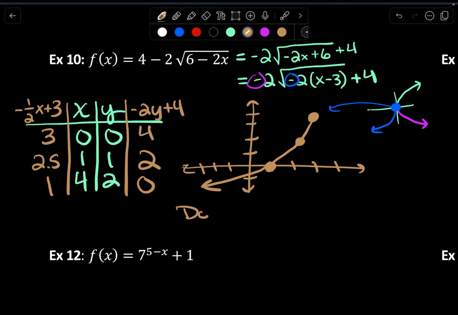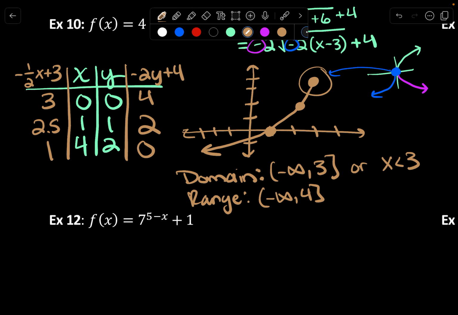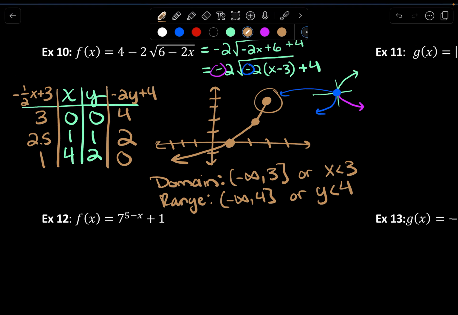All right, the domain for this one is going to be -infinity, and then our ending point is going to be x equals 3, and it's inclusive. Or you can say x is less than or equal to 3. The range, the maximum is going to be that same point, so it's at 4, so we'll be at -infinity to 4 inclusive, or you can say y is less than or equal to 4.